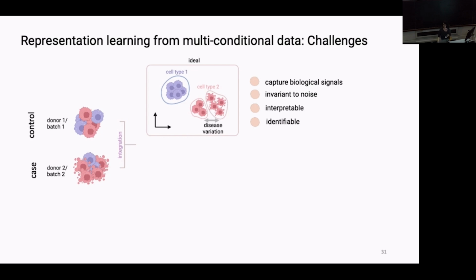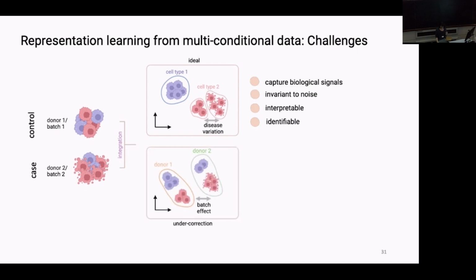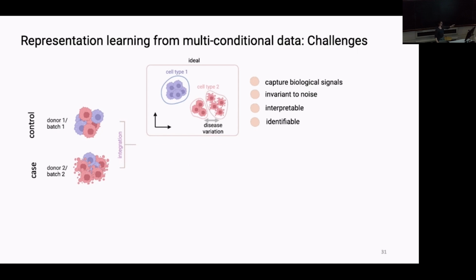And this method should be interpretable, so we can learn about the cell types, and also identifiable, meaning, slightly different from the identifiability I discussed before, that if we retrain the model with a bit of a different initialization, we can ensure that the model reaches a more or less similar representation. So this is what I mean here. And this was a very ideal situation.